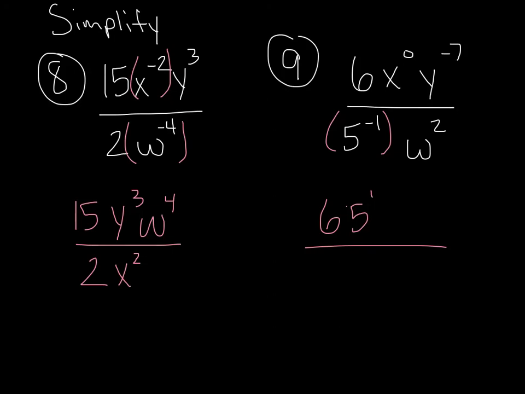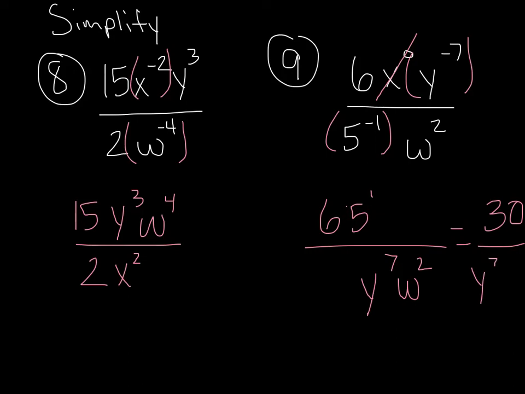That x to the 0 cancels because anything to the 0 power is just 1. That y to the negative 7 needs to be moved to the bottom, so y to the positive 7 is on the bottom. That w squared is fine, so it can stay on the bottom. Okay, now on top, 6 times 5 is 30, so you get 30 over y to the 7th, w to the second.